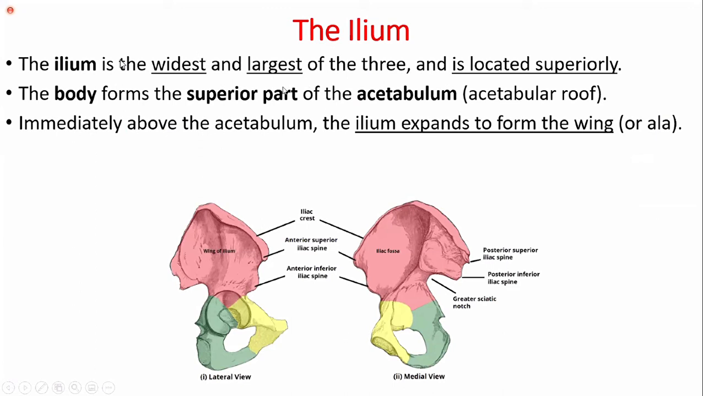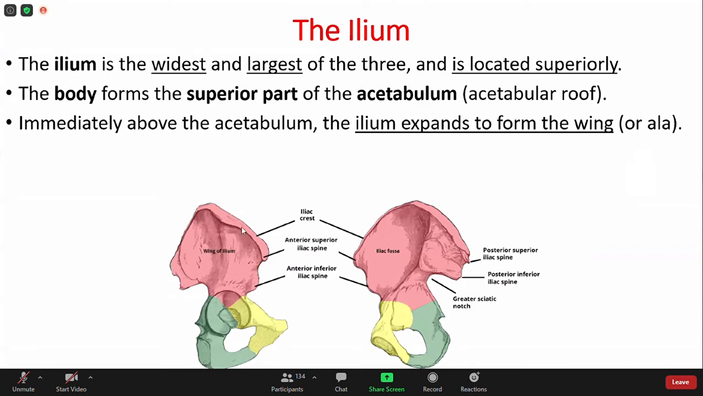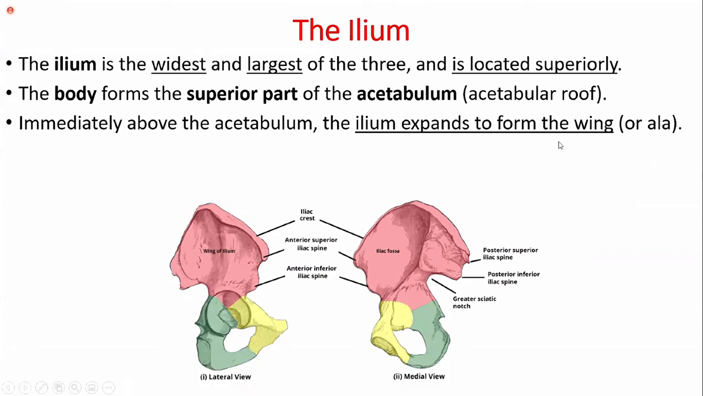Basically, with the ilium. So the ilium, as you see, is the biggest and the largest. It's the widest and the largest bone of the three, and it's located superiorly at the top of all the three bones. And basically, the body of this ilium forms the superior part of the socket. This is the superior part of the roof. Basically, this is made by the ilium.